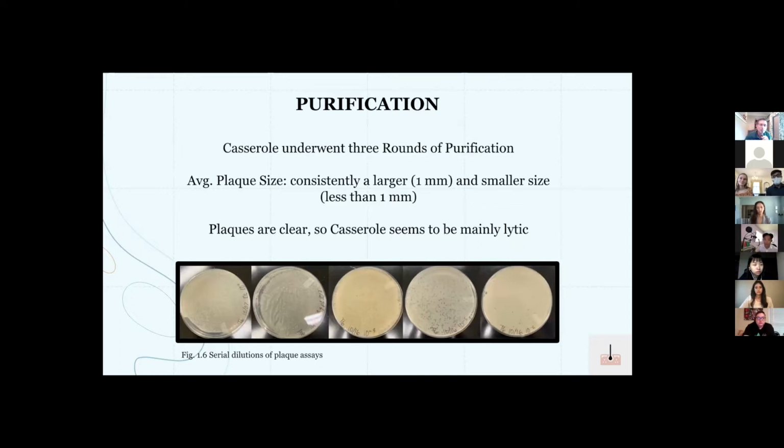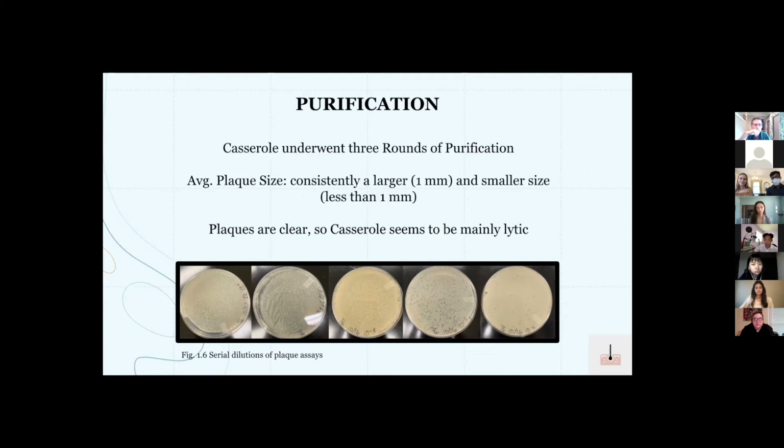Purification tells us that we only have one specific phage present. This is very important because we wouldn't want to have multiple phages present, which would disrupt the entire experiment. Casserole underwent 3 rounds of purification, and we had multiple plaque sizes. One being a larger 1 millimeter and a smaller one being less than 1 millimeter. The plaques were clear, showing us that casserole was part of the lytic cycle.